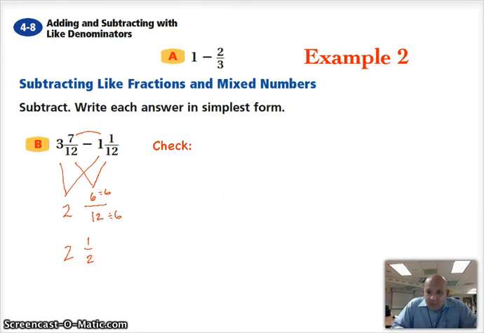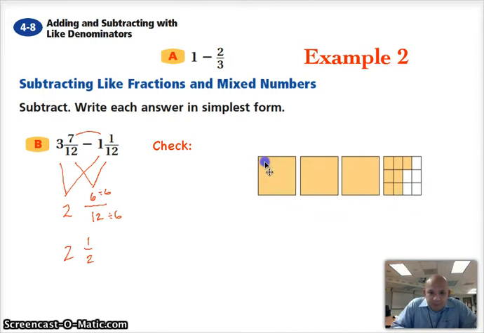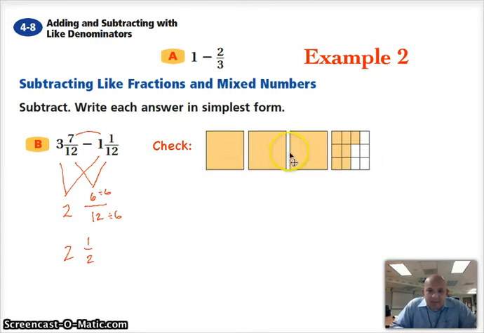Now we're going to check that as well. Here I have 3 and 7/12, 1, 2, 3, 4, 5, 6, 7 out of 12 squares. And I'm going to subtract 1 and 1/12. So I'm going to X out this and take out this. That leaves me with 2 here, and 1, 2, 3, 4, 5, 6, 6/12, which is actually 1/2 of that square.